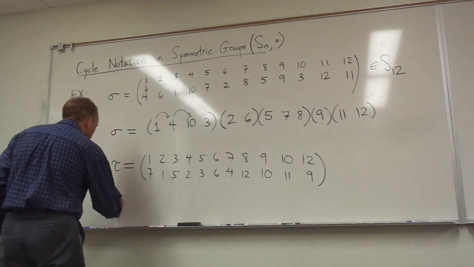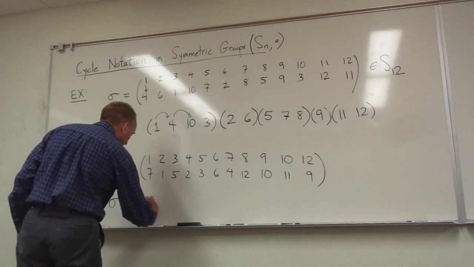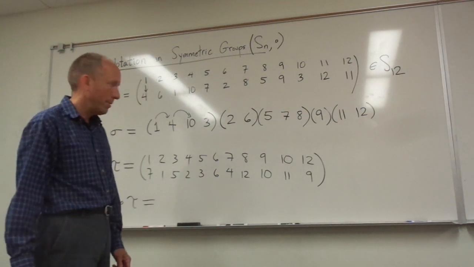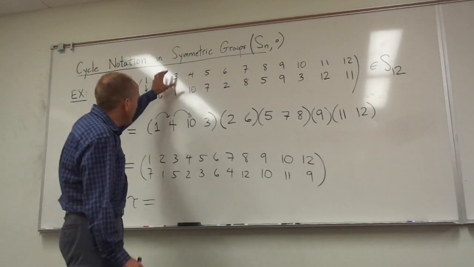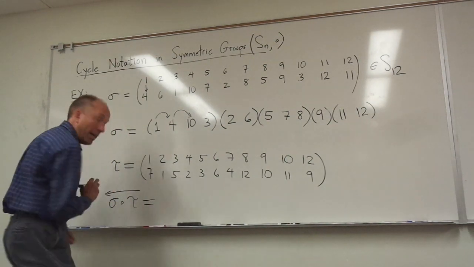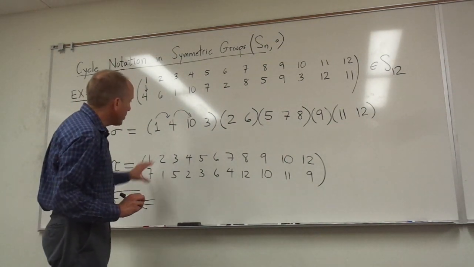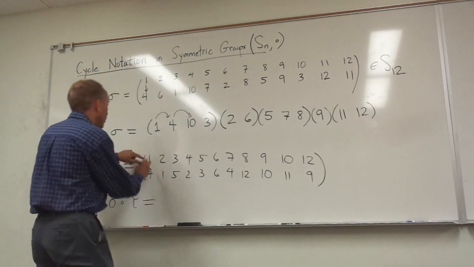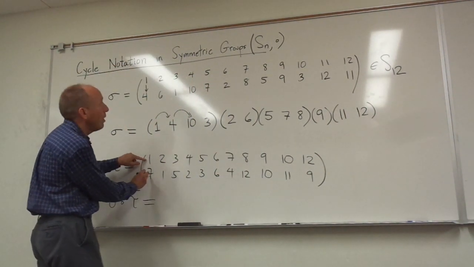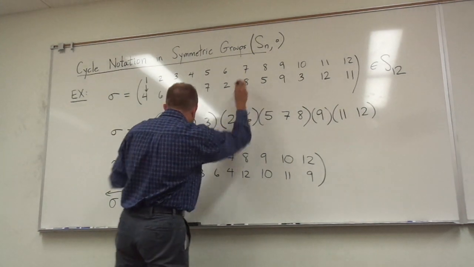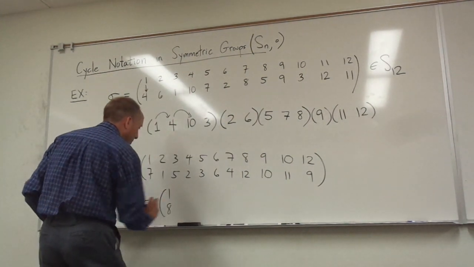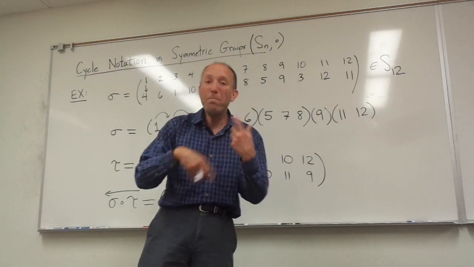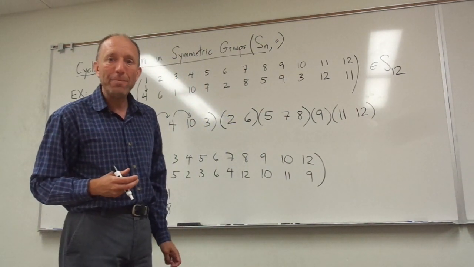Let's suppose we took sigma. Let's imagine that I wanted to work out what sigma times tau is. Let's suppose I just want to do this multiplication. Doing it, of course we do this from right to left, right? Okay. Doing this from the 2-line notation is going to be a bit cumbersome. I'm going to say, well, 1 goes to 7 in tau, and then 7 goes to 8, so that would mean that 1 goes to 8, right?